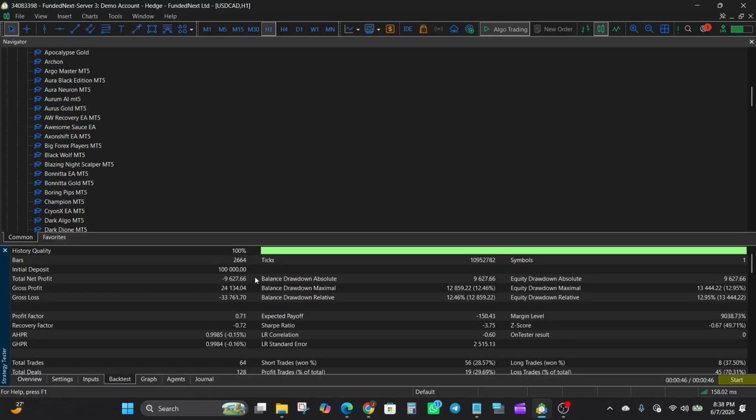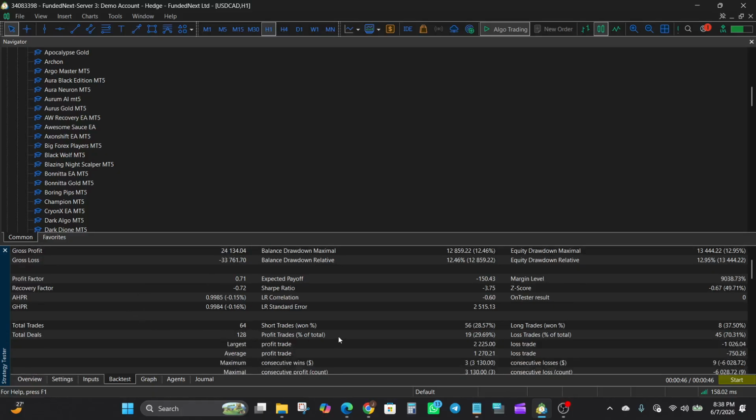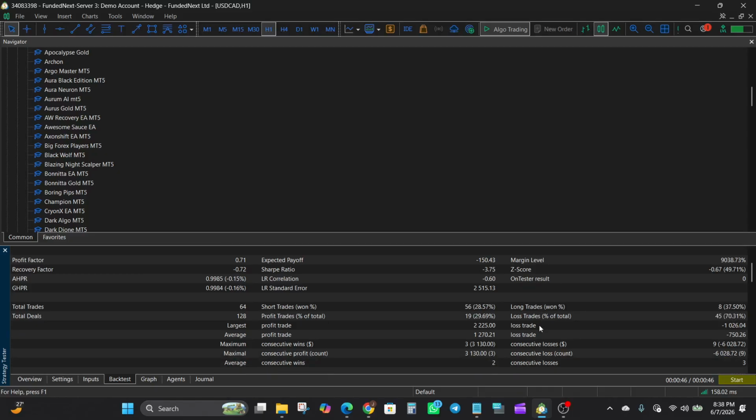Okay, now let's just quickly go to the backtest results, and we can see that from an initial deposit of $100,000, the total net profit was actually negative $9,627.66, and the total trades taken were 64. Short trades were 56 with a 28.57% win rate. Long trades were 8 with 37.5% win rate. So this tells me that the win rate is very low.